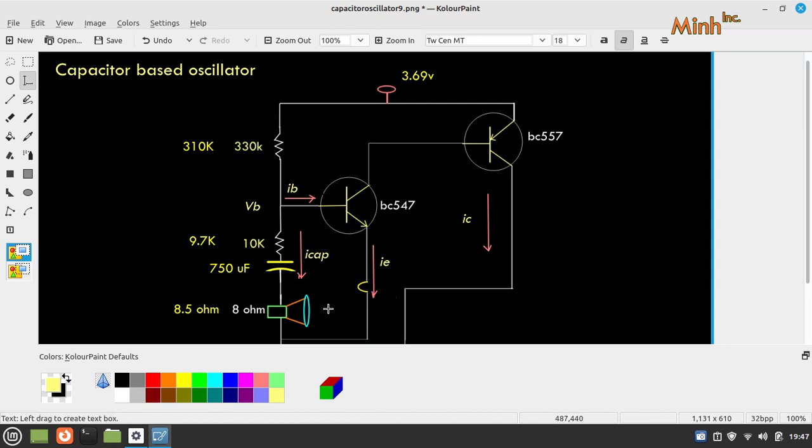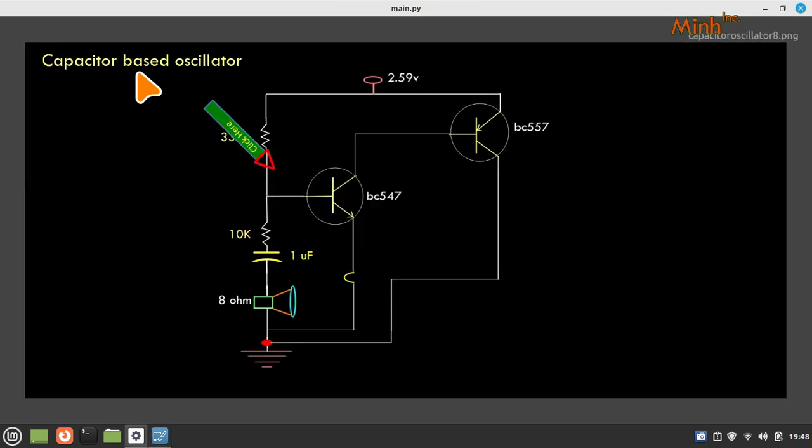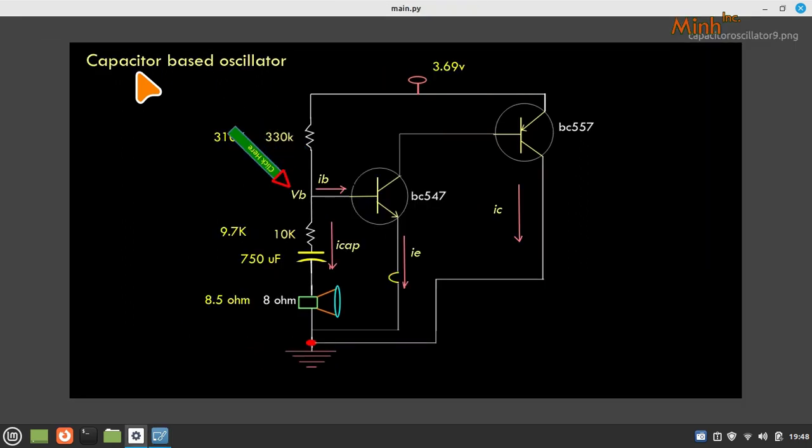We'll measure these things, and then we'll see how whatever we have seen in the theory part actually corroborates. So that is the idea. We'll see that now.